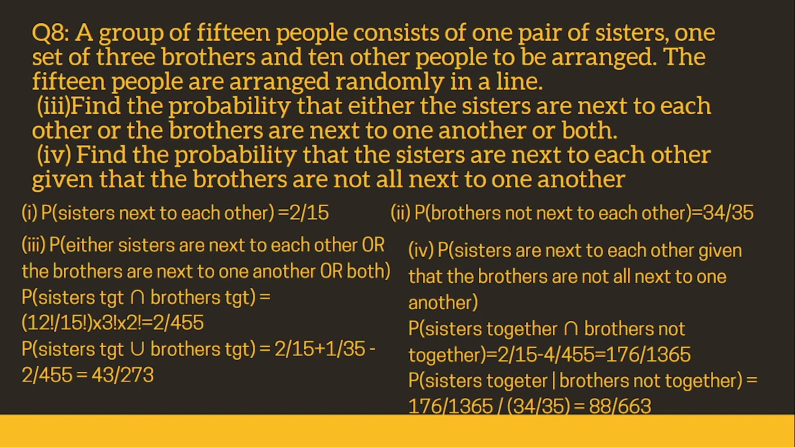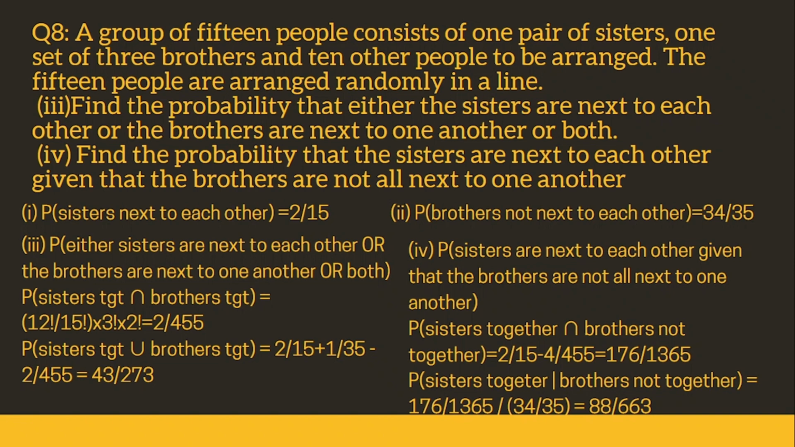So for the first part, we find the probability that sisters are together and brothers are together. We will group the sisters as 1 unit and the brothers as 1 unit. In that case, we will finally have 12 units in total if we count the 10 other people: 10 people plus the sisters unit plus the brothers unit. 12 factorial divided by 15 factorial. Then of course we have to arrange the brothers and sisters in between, so that's another 3 factorial and 2 factorial. That gives you 2 over 455. Then to get the union, which is the answer we're looking for, it's going to be 2 over 15 plus 1 over 35 minus 2 over 455. The reason we have 1 over 35 is because the probability the brothers are together is 1 minus our part 2 answer.